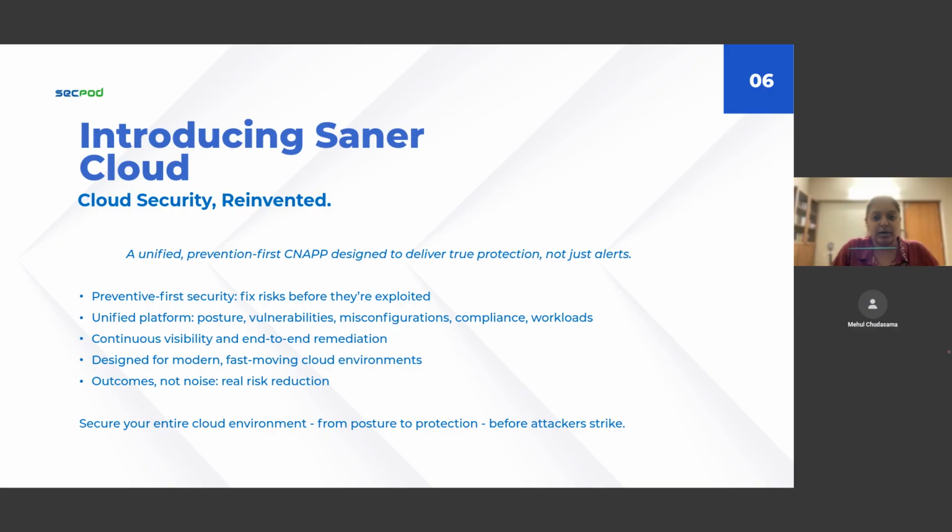What makes Saner Cloud different is unification. We bring together posture management, vulnerability management, misconfiguration detection, compliance monitoring, threat detection, and remediation all into a single integrated product. With Saner Cloud, you needn't juggle multiple tools like four or five tools. You don't really need to wait for tickets to be resolved as well. With Saner Cloud, you can see the issue, you can understand the risk, and you can remediate, and all at one place.